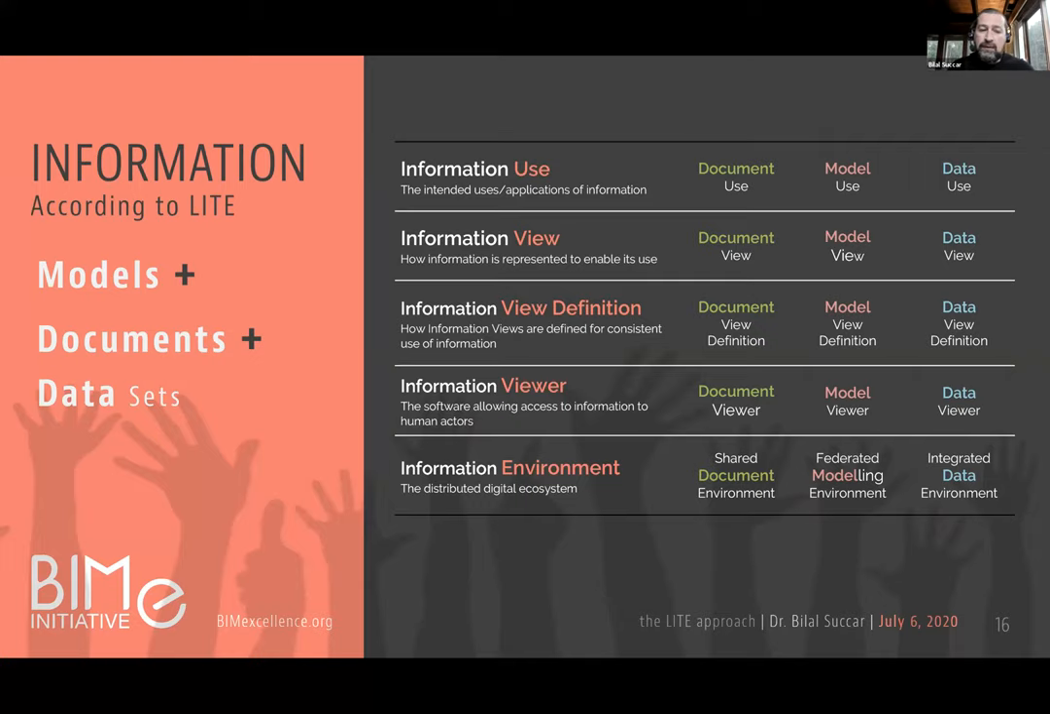So back to the term information, we have information as models and documents and data. We can now look at how they're used: how a document is used, how a model is used, how the data is used. We can look at the view, how I'm interacting with this information, the view definition, how I'm defining that view, what type of viewer I'm using, and what kind of environment, which is really the ecosystem of managing, exchanging, and integrating information.